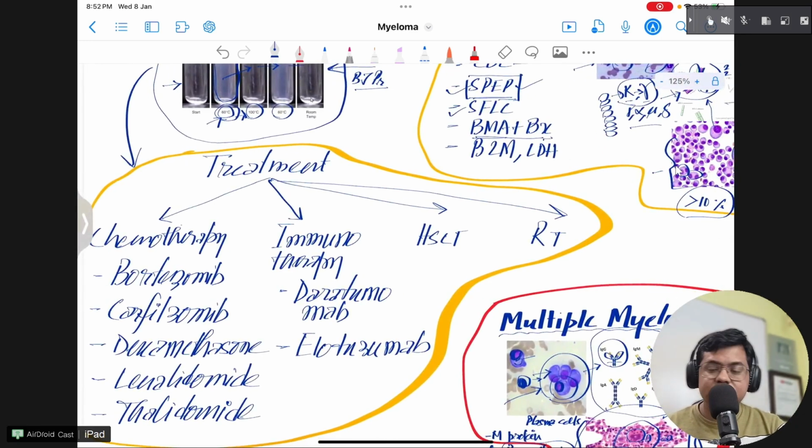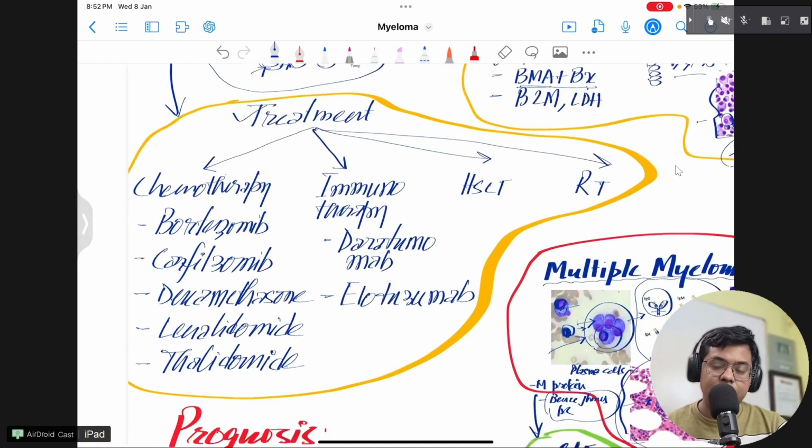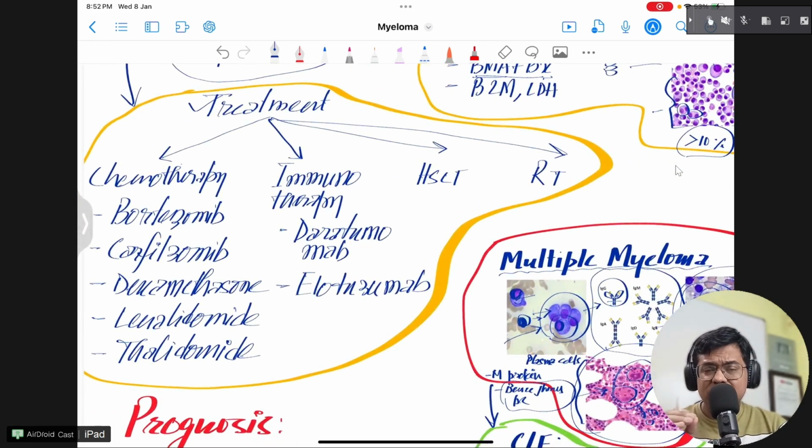Now coming to the interesting part, that is the treatment. How to treat a case of multiple myeloma. So there are various options to treat multiple myeloma. One of the commonest options is chemotherapy. Another option is immunotherapy, or you can do a bone marrow transplant, typically, especially autologous hematopoietic stem cell transplant, or there is also a role of radiation therapy.